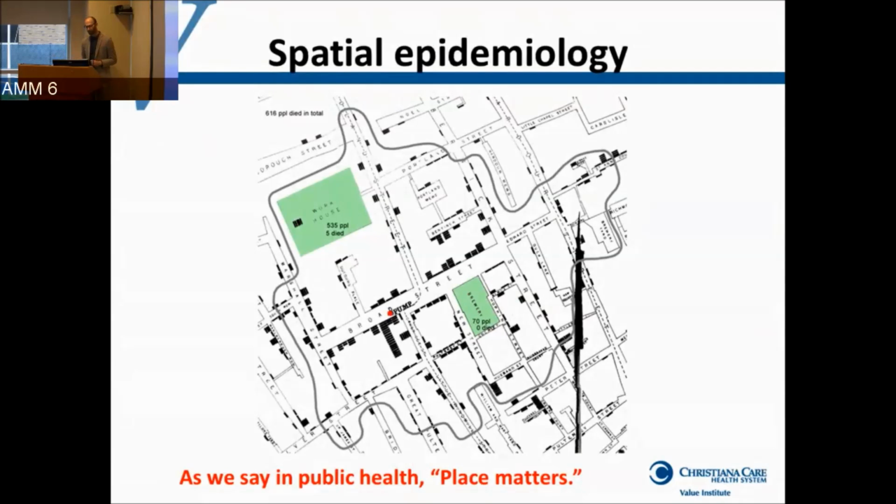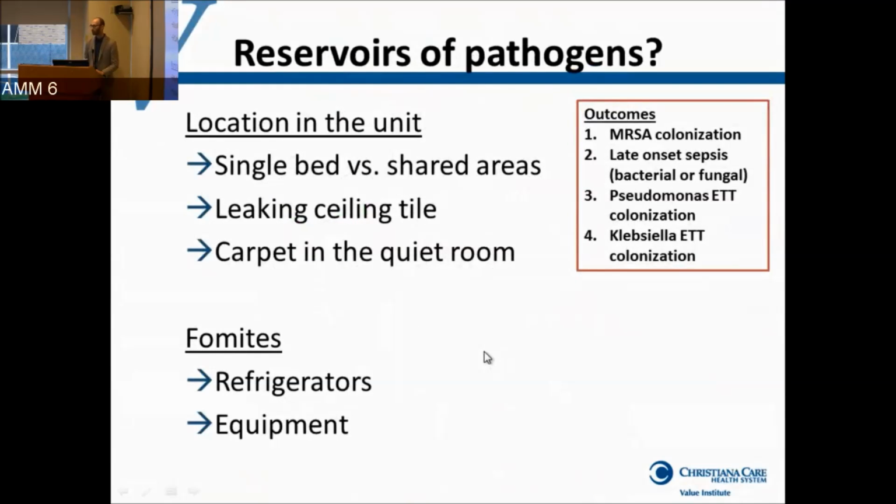So he takes this map of London, starts coloring in the homes where cholera cases occurred, and lo and behold, observes that there are certain areas in London where there are more cases of cholera, and in fact traces it to a contaminated well. The well gets locked, people can't draw their water from that well anymore, and the cholera epidemic begins to subside. As we say in public health, place matters. Place matters in the NICU, and that's where we're going with this.